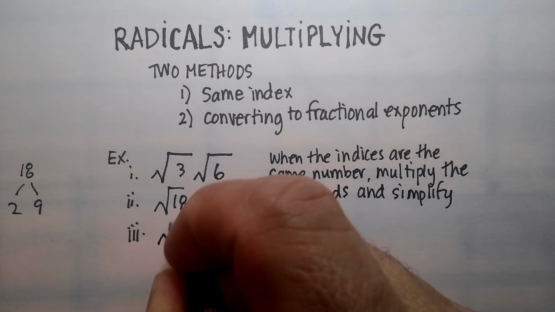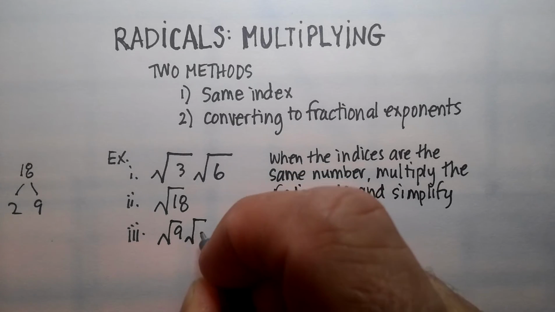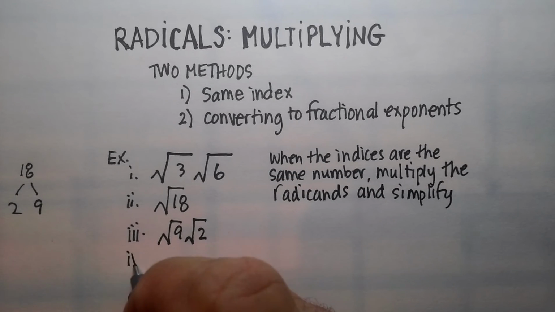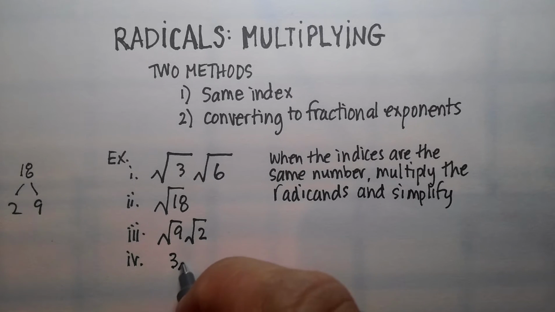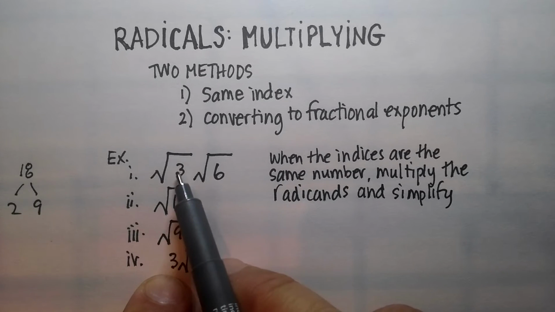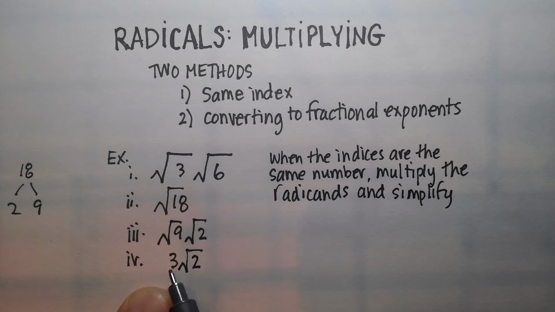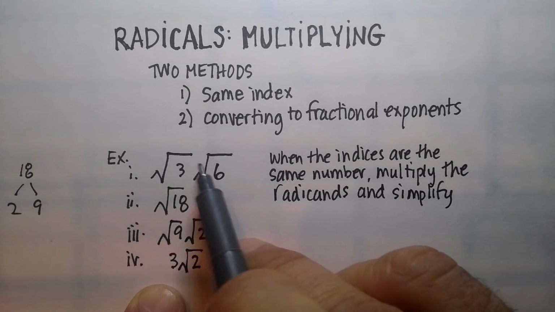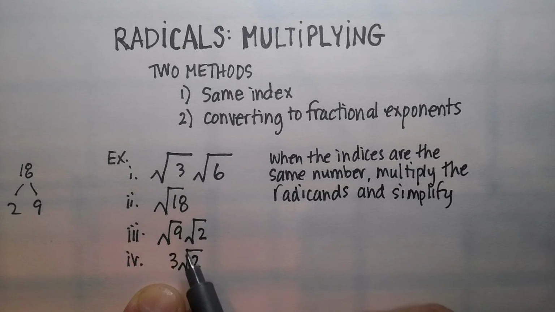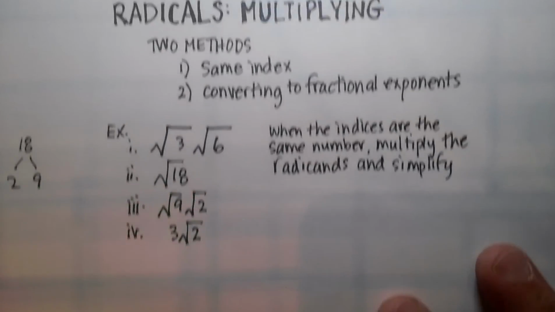So you're going to go the square root of 9 times the square root of 2. In terms of simplifying, you just take the square root of 9 and you get 3. And then 2 is a prime. So there's your answer. Radical 3 times radical 6 is actually simplified to 3 radical 2. Okay, so that's one way of doing it. Again, make sure that the indices are the same. Multiply the radicands, look for the perfect square factors, and then simplify. So we'll call that example 1. Let's look at example 2.